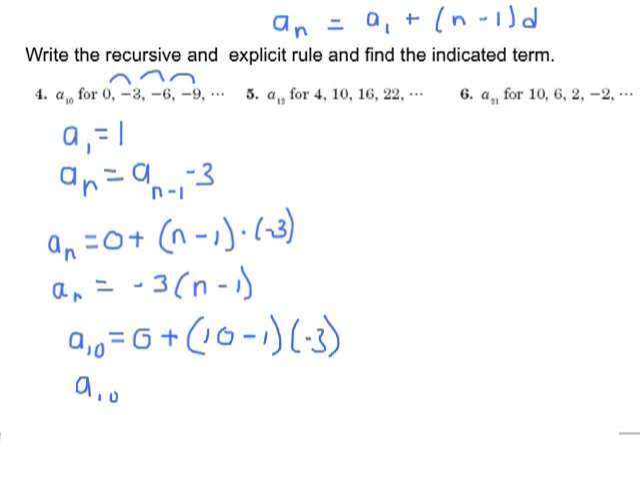So a sub 10, simplifying this, it's going to be 0 plus, I have 9 times negative 3. 9 times negative 3 is negative 27. 0 plus negative 27 is simply going to be negative 27. So that means my 10th term of that sequence is going to be negative 27. All right, now we're going to stop right there. We're going to play with number 5 and 6 later on.